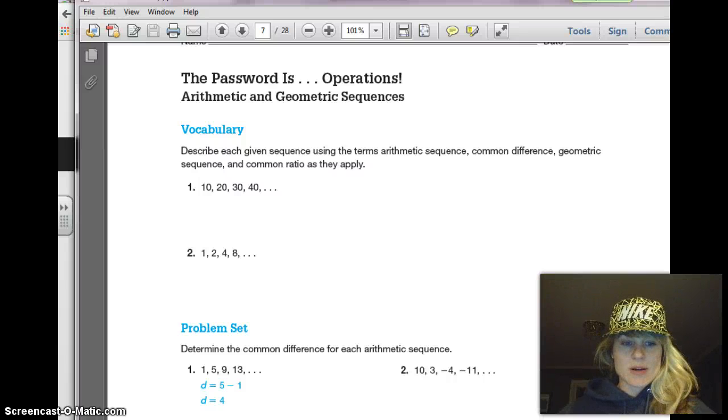Okay, so in our previous video, we talked about arithmetic and geometric sequences. So go ahead and put your date at the top here.